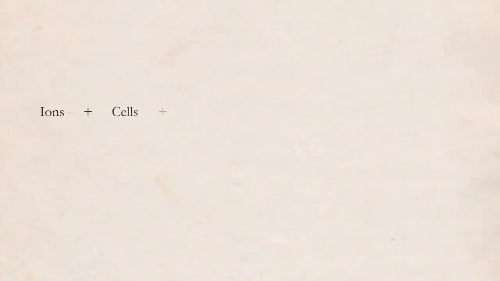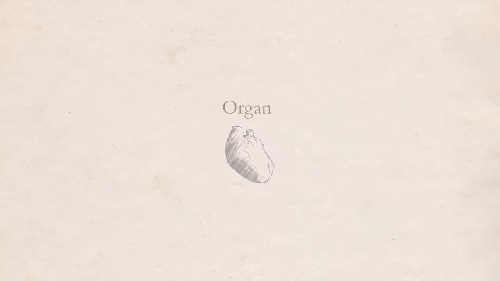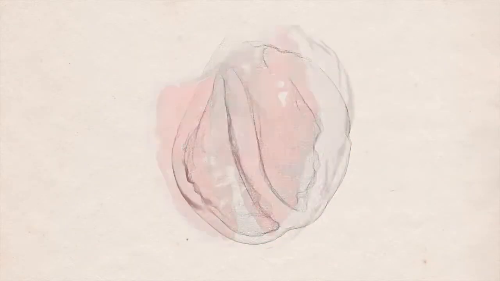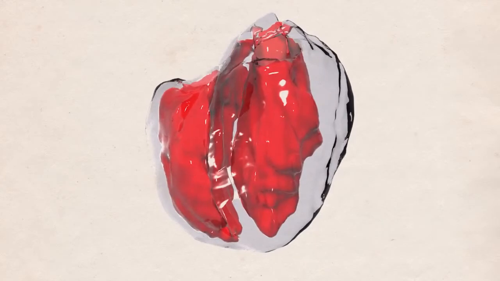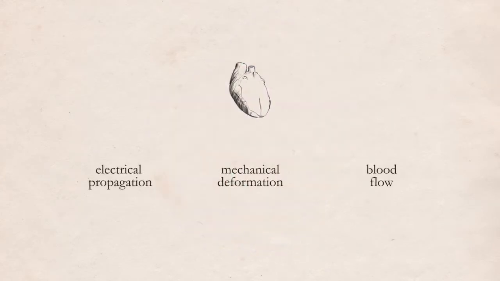Because it is not practical to compute all the scales to the same level of detail, our cardiac model is based on the organ scale. At this level, a heartbeat is driven by an electrical impulse that causes the muscular contraction, which in turn is responsible for the pumping action. For this reason, we say that the heart is a coupled physical system.